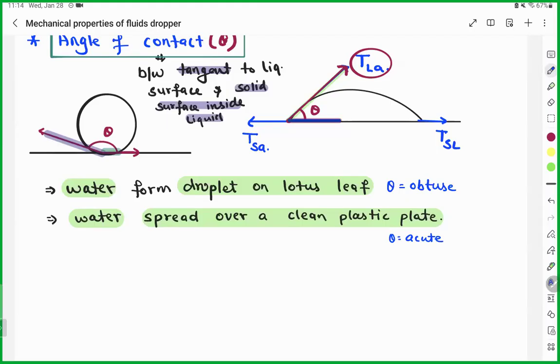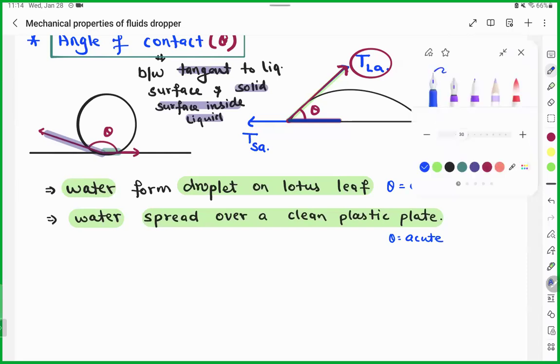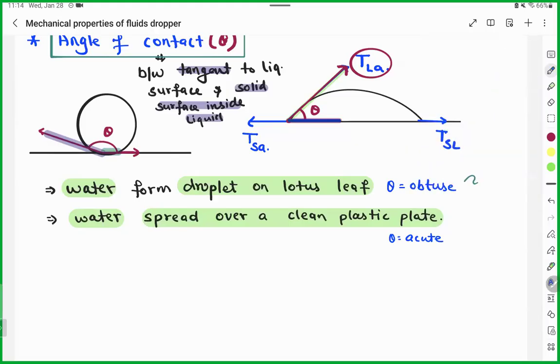In this situation, you can easily see if the angle is more than 90 degrees, then the liquid will not wet the surface. For example, when water forms a droplet, it does not wet the surface. Correct. And if theta is acute, then it wets the surface.